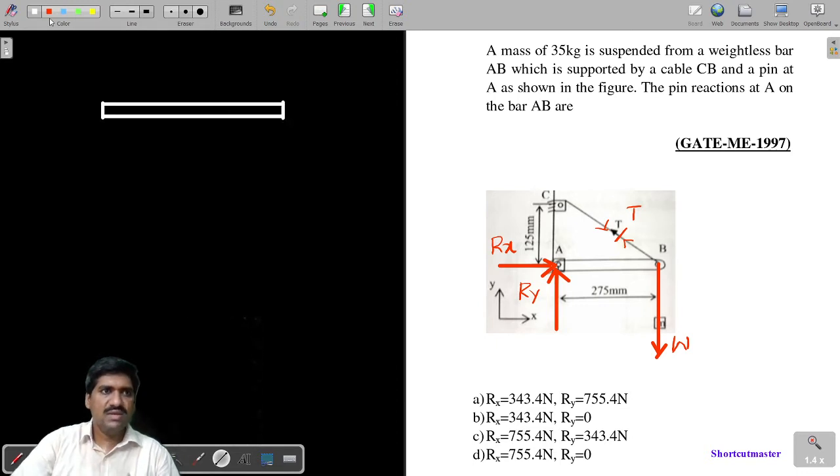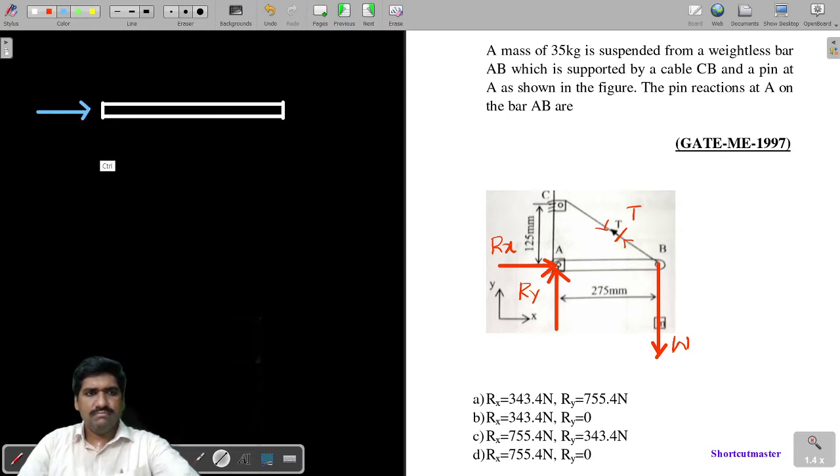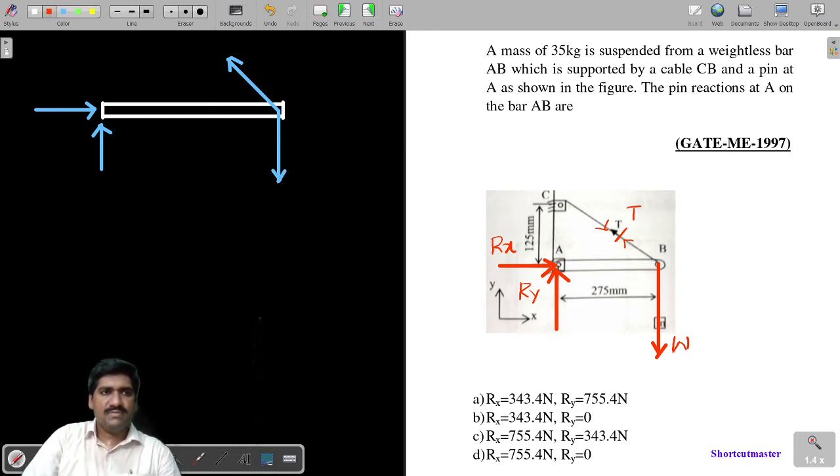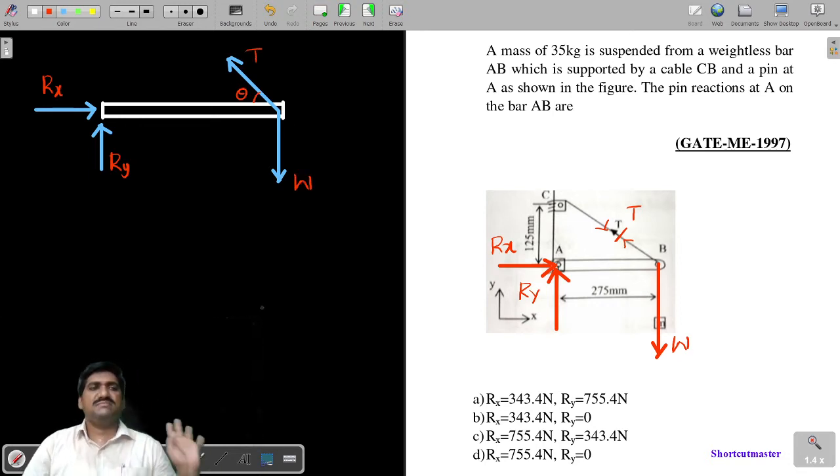Now let me place the reactions, because in the black we cannot see the red that clearly. Rx and Ry, tension T at angle theta, and this one is the weight W. That's it.